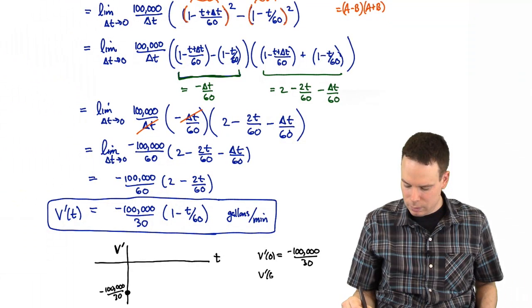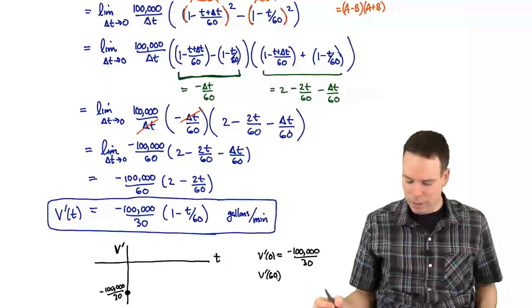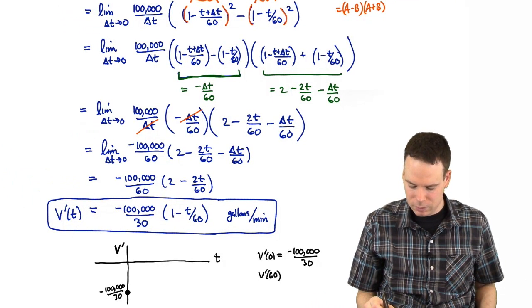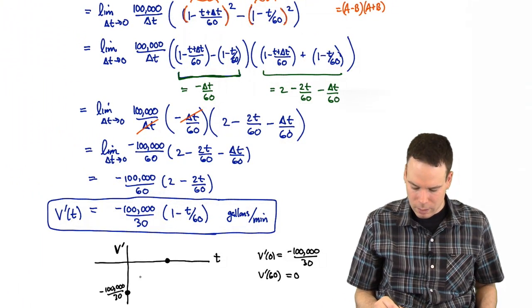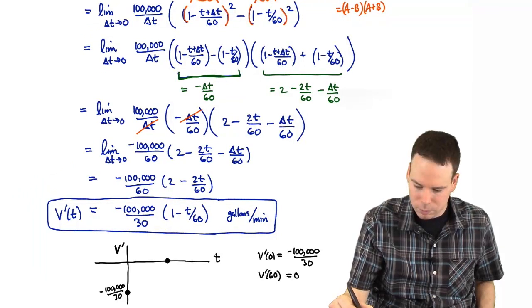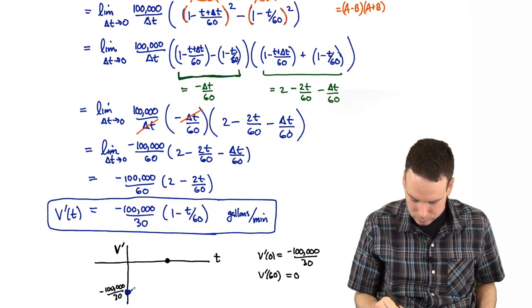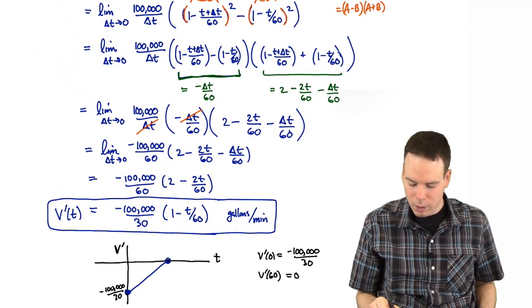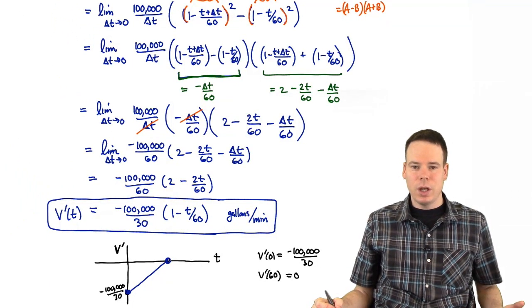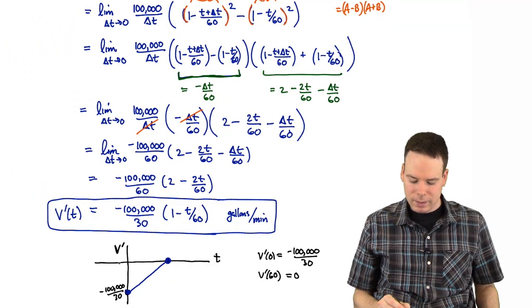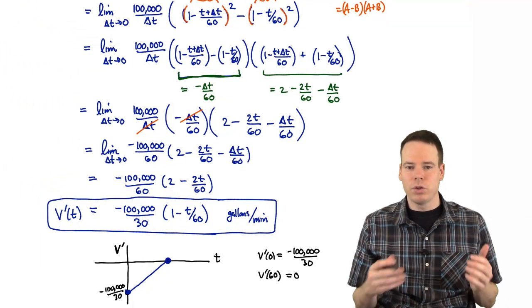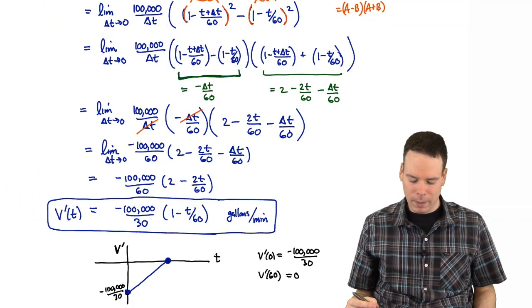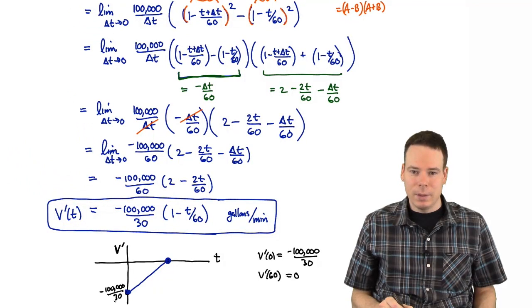When time is 60 at the end of the hour, plug 60 in, you get 1 minus 60 over 60, so that's 0. So the rate of change is 0. And it's a linear function, so it connects these two. So maybe I'll do that in blue. What does this represent? Well, it's the rate of change over time. At time 0, the rate of change in the volume is negative 100,000 over 30. It's negative because volume is decreasing. The water's draining from the tank, so the volume is dropping. So it's dropping quite rapidly.